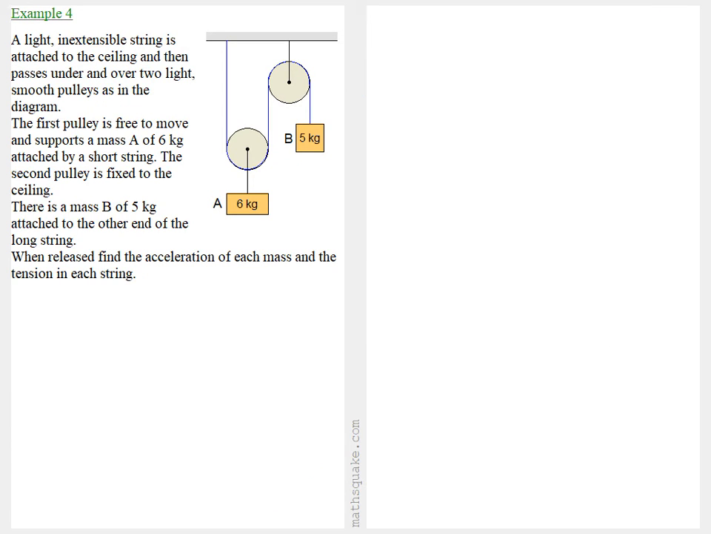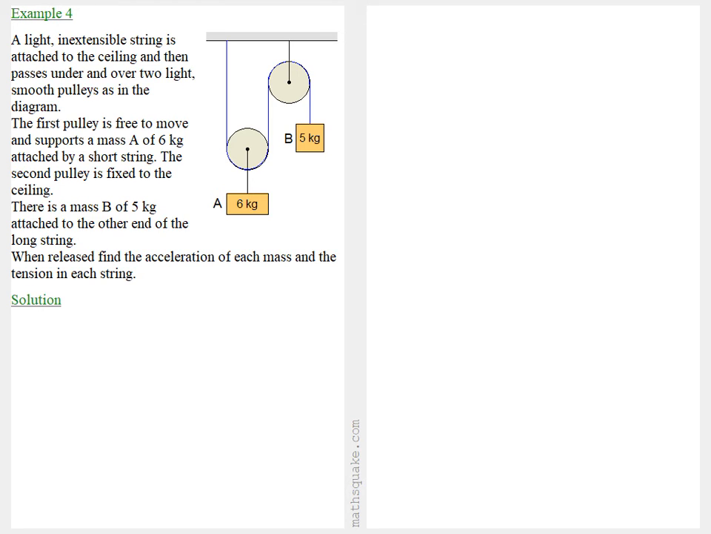Example 4. A light inextensible string is attached to the ceiling and then passes under and over 2 light smooth pulleys, as in the diagram. The first pulley is free to move and supports a mass A of 6 kilograms attached by a short string. The second pulley is fixed to the ceiling. There is a mass B of 5 kilograms attached to the other end of the long string. When released, find the acceleration of each mass and the tension in each string.